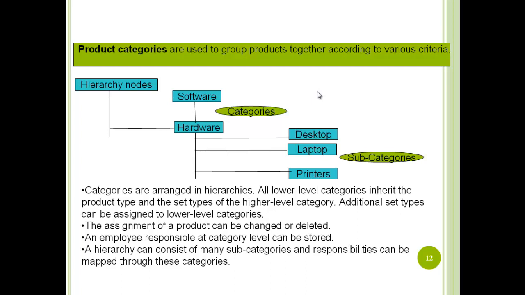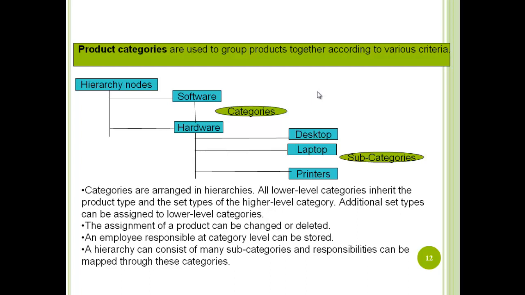To prevent a set type from being assigned to a product or individual object more than once by different categories, we have certain rules in place. So what are those rules? A set type may be assigned to several categories in a hierarchy. So I have one set type, I can assign it to several categories within a hierarchy. However, a set type may be assigned only in one hierarchy per product type. So within a particular hierarchy, it can be assigned to only one product type.